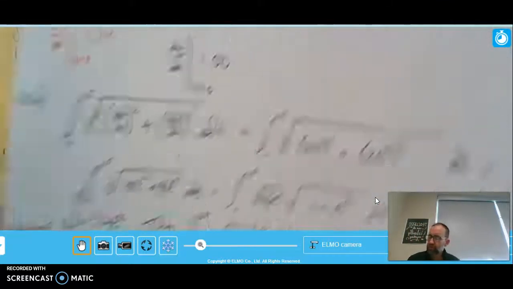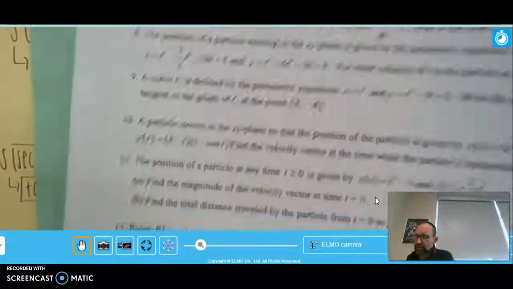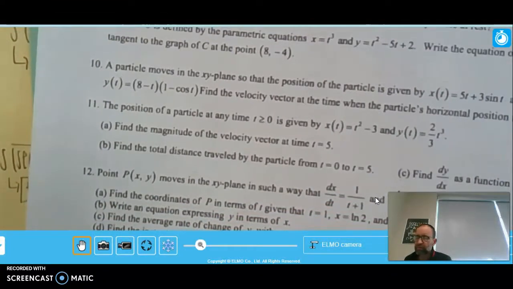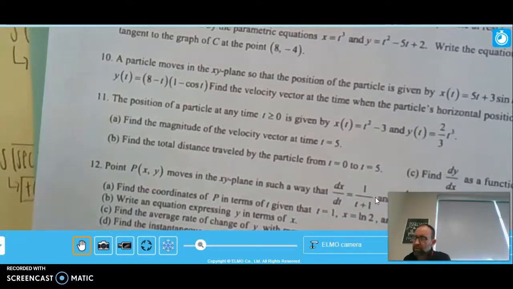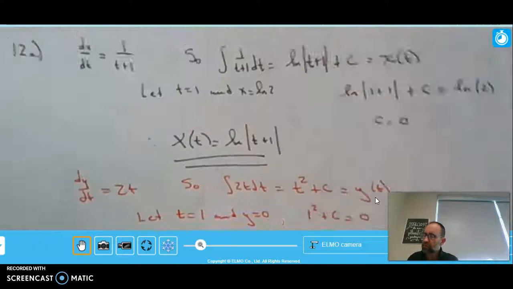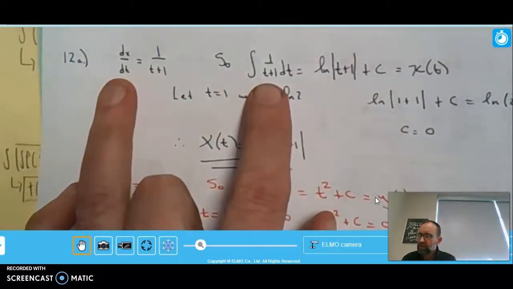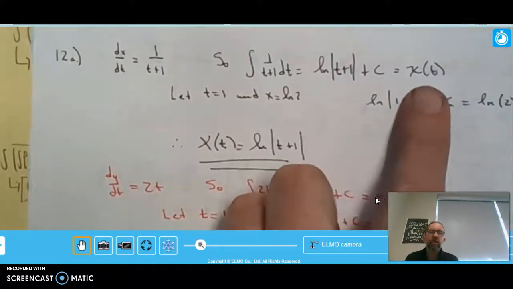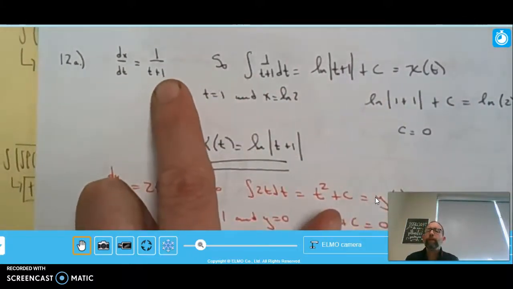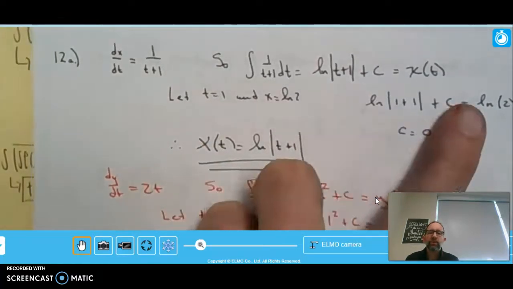Question number 12 is going to go the opposite direction of what we've been talking about here. It gives us dx/dt and dy/dt, and they ask us to find the coordinates of the point in terms of t. So with question 12, if we integrate dx/dt, that would give us a function of x. If we integrate 1 over t plus 1, we get the natural log of the absolute value of t plus 1, plus a constant.